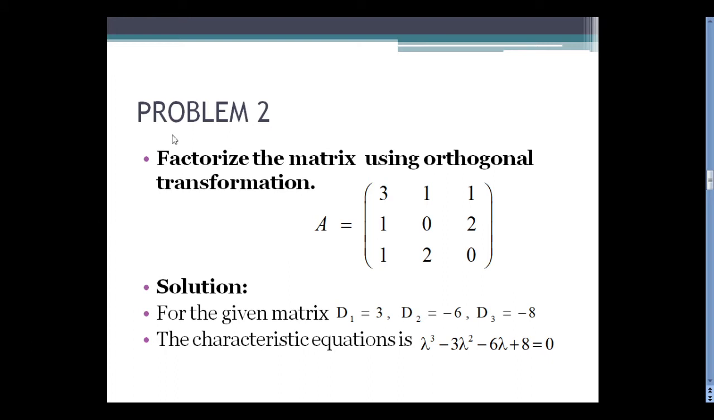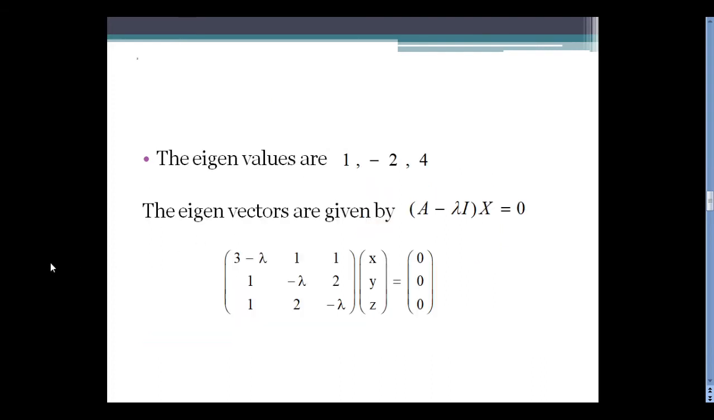So, a problem on orthogonal transformation. Diagonalize the matrix using orthogonal transformation. Now A is equal to 3, 1, 1; 1, 0, 3; 1, 2, 1. This is a symmetric matrix because A is equal to A transpose. Now for the given matrix, we find D1, D2, D3, and the characteristic equation of the given 3 cross 3 matrix is lambda cube minus 3 lambda square minus 6 lambda plus 8 equal to 0. Find the eigenvalues by using synthetic division. We get 1, minus 2, 4.